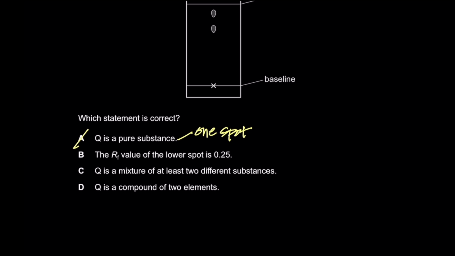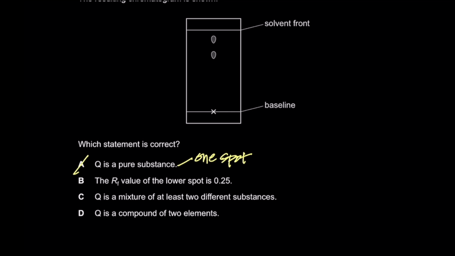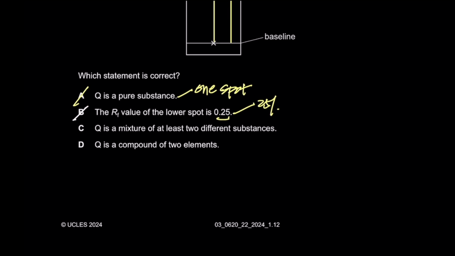The RF value of the lower spot is 0.25. Now I don't have a ruler to measure the distance from the baseline to this spot and then the distance of the solvent front, but I could safely assume 0.25 means 25%. You take the distance from the middle of the spot. Is this spot at 25% of the entire distance? No, it's like at 75%. So the RF value is probably like 0.75. For it to be 0.25, it should have been right about here, right? So that's through common sense and knowledge. So B is wrong. But even if you wouldn't eliminate B, check out C and D.